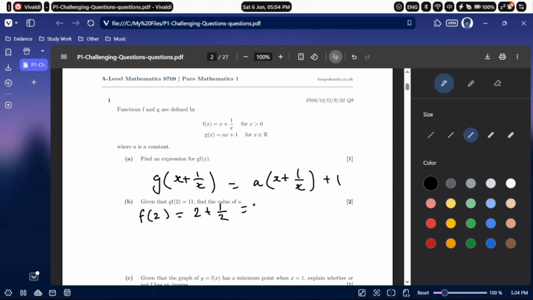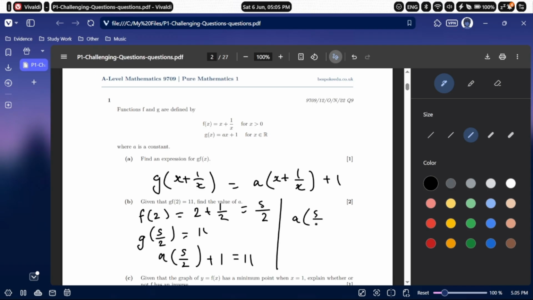And then you would input that into g of x. So g of 5 over 2 is equal to 11. So a into 5 over 2 plus 1 is equal to 11. Get a into 5 over 2 is equal to 10. So a is just equal to 20 over 5, which is 4.